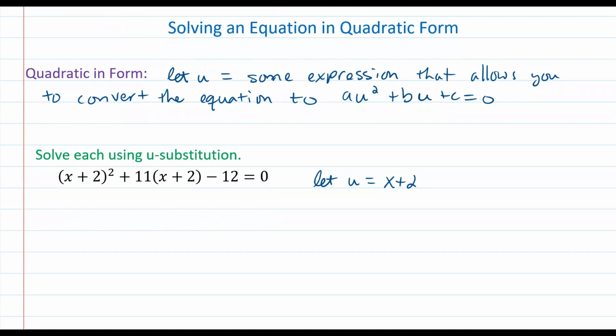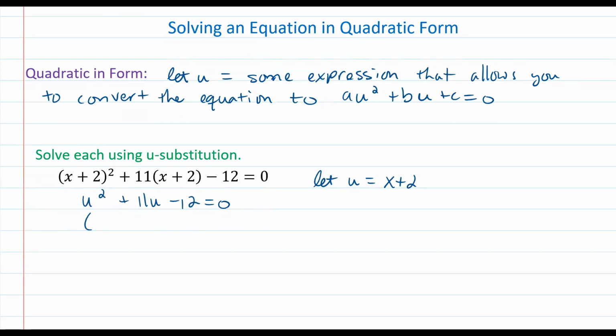And so I will get u squared, and again, I'm replacing x plus 2 with the variable u. So u squared plus 11 times u minus 12 is equal to 0. Well, that is a much simpler equation for me to solve, and it required me to do a lot less work to get to this point. So now I'm going to go ahead and solve this for u. I'm going to do this by factoring.